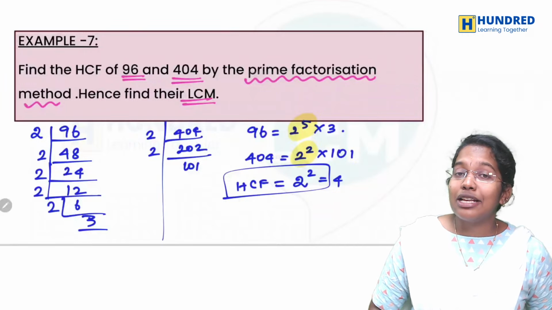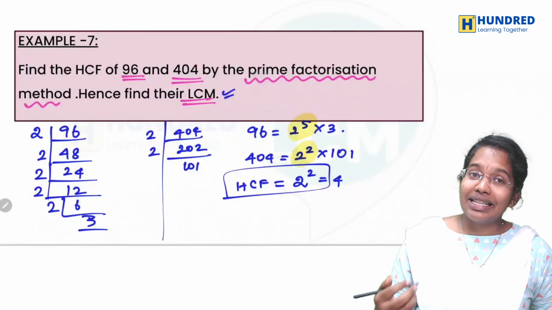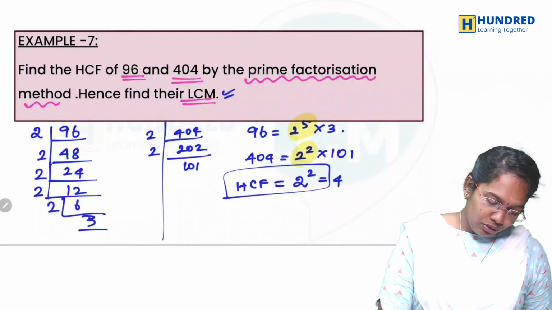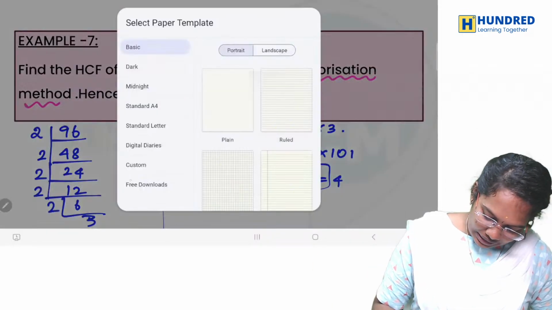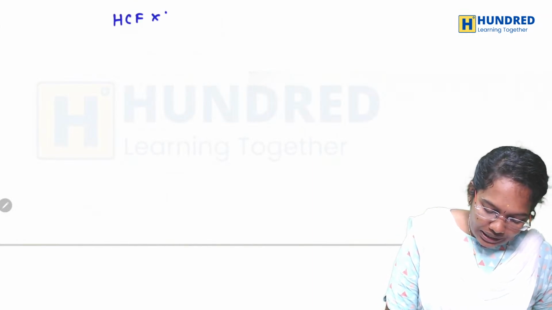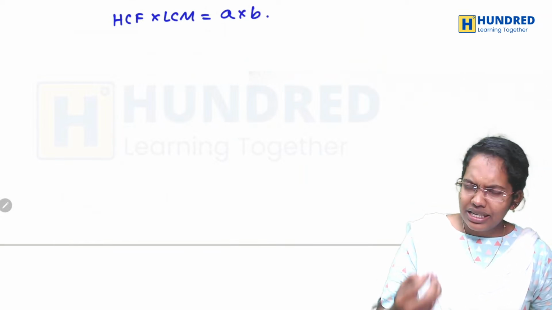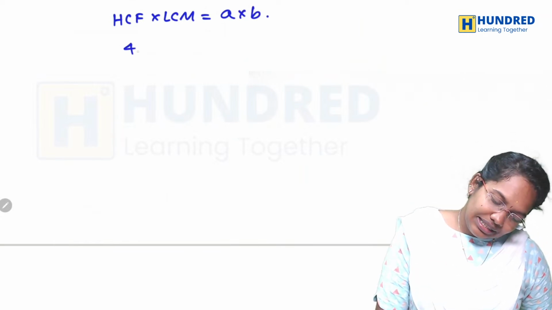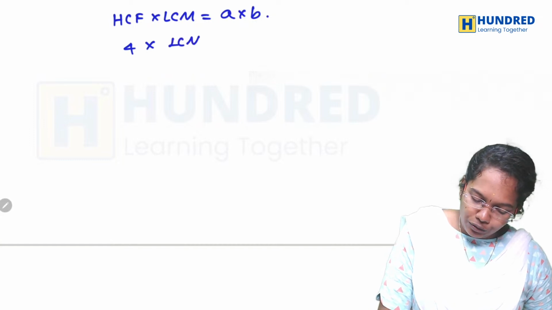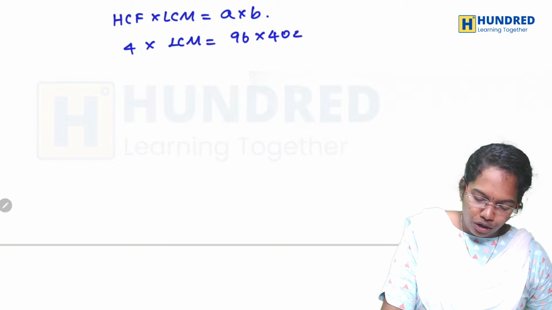Now they are asking us to find what? You have to go with LCM. How to find the LCM out of these things? We are simply going with the formula HCF into LCM is equal to A into B. We have learned this formula, right? So let's use this. Here the HCF is 4 and we need to find the LCM, and here A is 96 and the B value is 404.